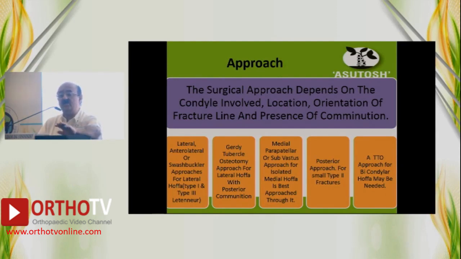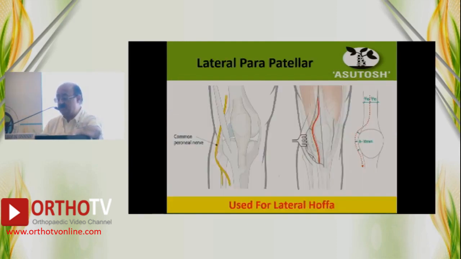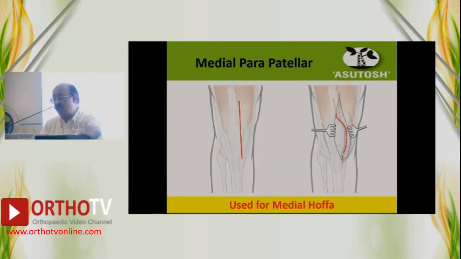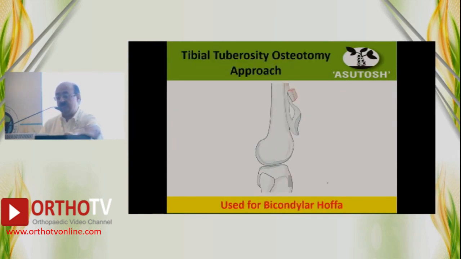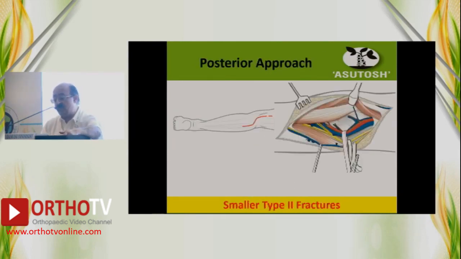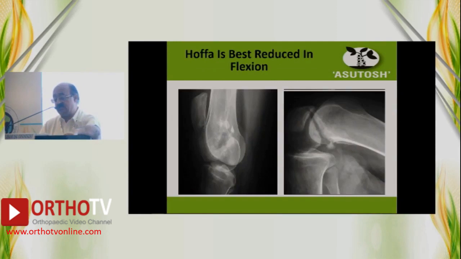But if there is a very complicated situation like a non-union or a malunion which you need to correct, a tibial tuberosity osteotomy gives you good exposure. Everyone knows a lateral parapatellar approach for the lateral Hoffa, a medial parapatellar approach for the medial Hoffa, a subvastus again for the medial Hoffa, a tibial tuberosity approach for the complicated or the bicondylar Hoffas, and occasionally you use a posterior approach for the smaller ones when you want to put your screws from posterior to anterior.